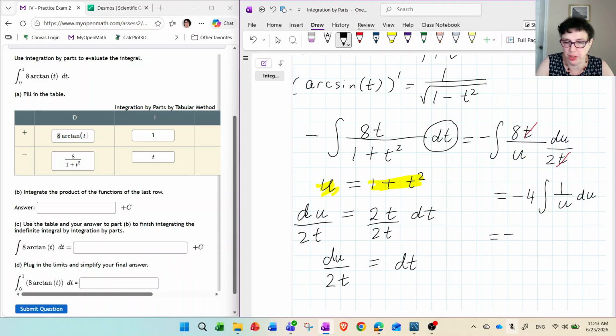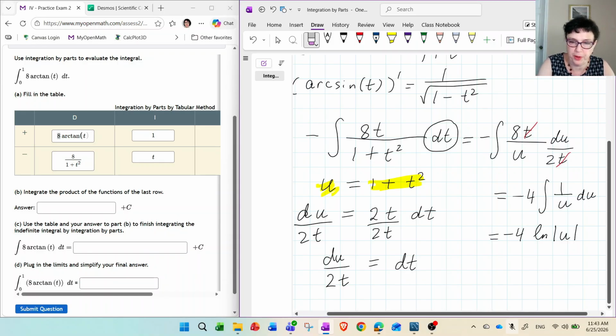Now, hopefully you already know that that's just natural log of u. And you're supposed to put absolute value, but because in this case u is positive, t squared is non-negative. It can never be negative because you're squaring something. And then you also add 1, so that's going to be positive. So you can actually drop the absolute values. You don't need them. You can just use regular parentheses in this case.